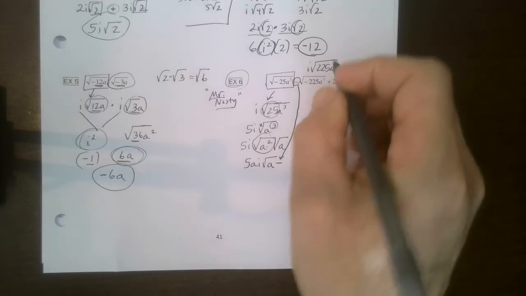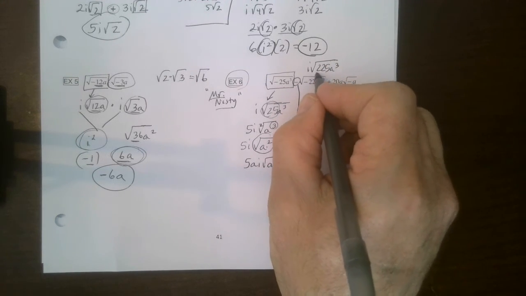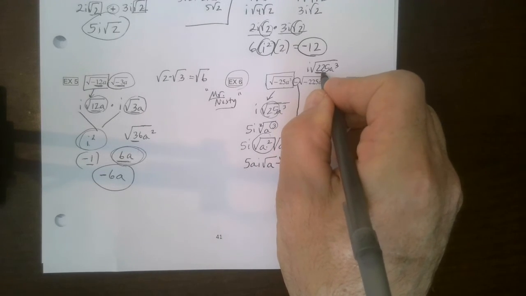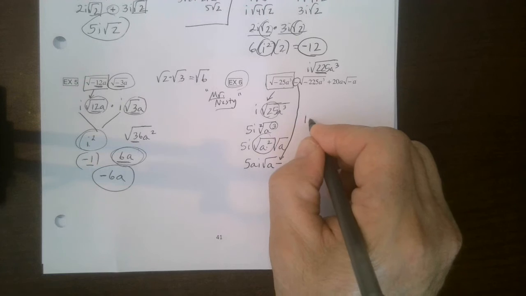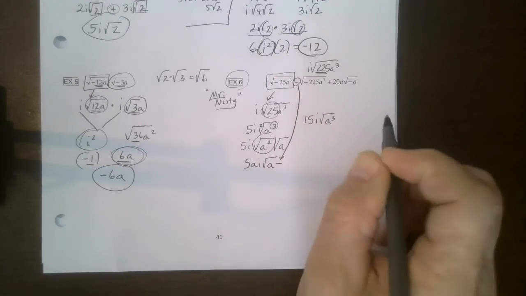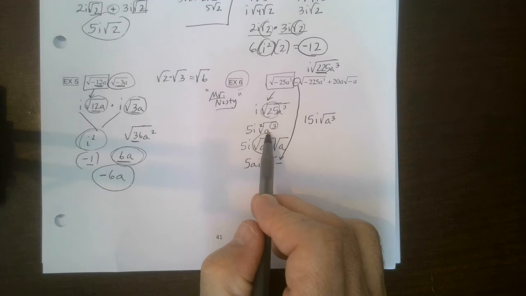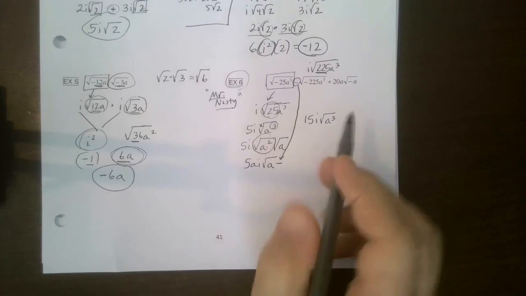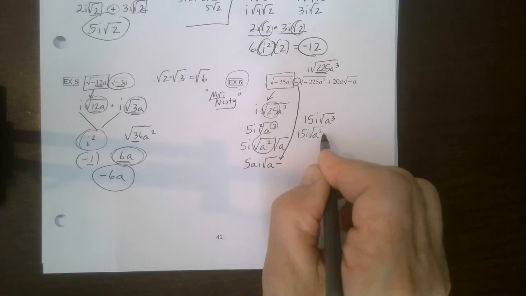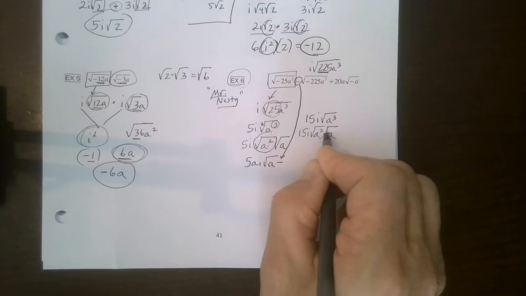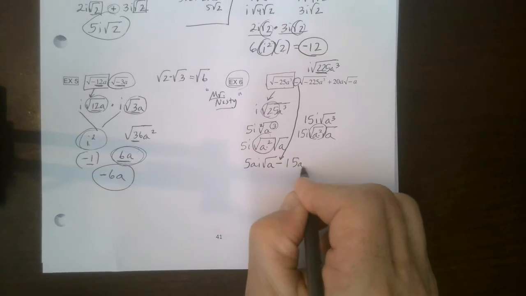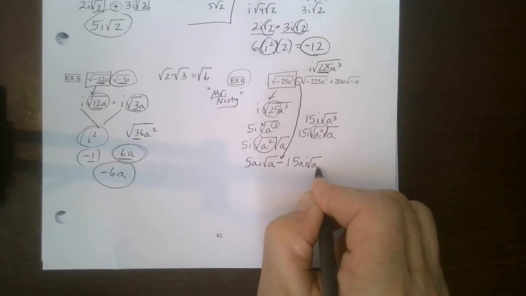225a cubed. Now maybe you have this memorized, maybe you don't, but the square root of 225 is 15. So that's going to turn into 15i square root of a cubed. Notice we have the same thing over here, and then we went here. So we're going to do the same thing. 15i square root of a squared square root of a. What's the square root of a squared? a. So I get 15ai square root of a.